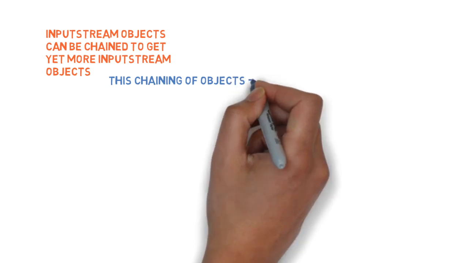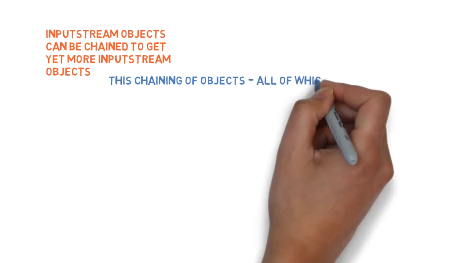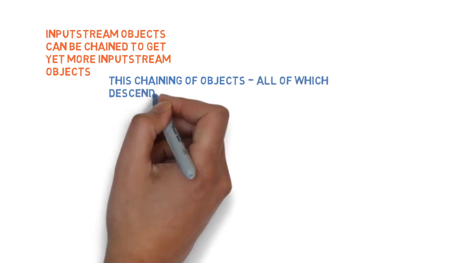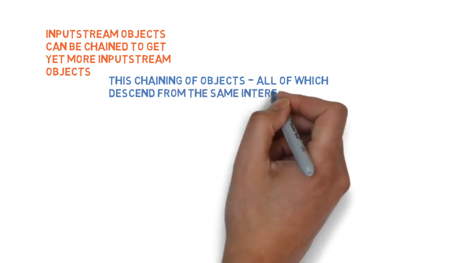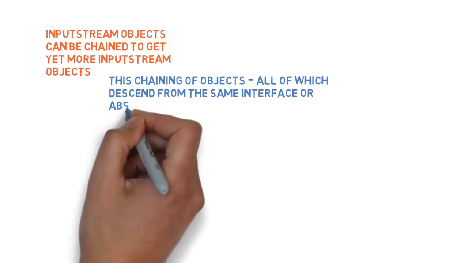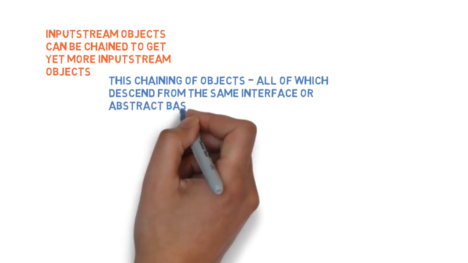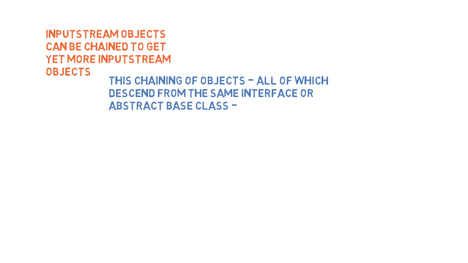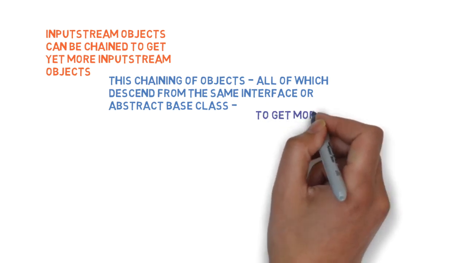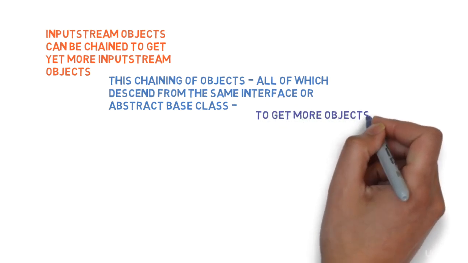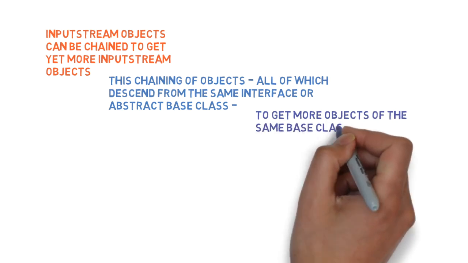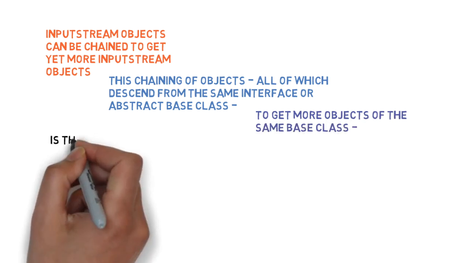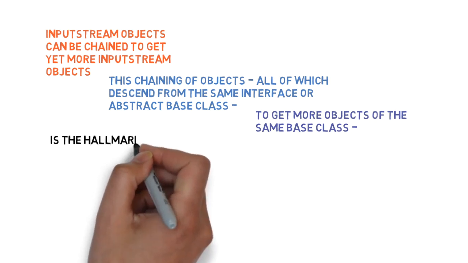This chaining of objects, all of which have the same interface or derive from the same abstract base class, to basically generate more objects of the same type, again deriving from the same base class. And remember, in our example, this base class is input stream. So this chaining of objects to get more objects of the same base class is basically the hallmark of the decorator pattern.